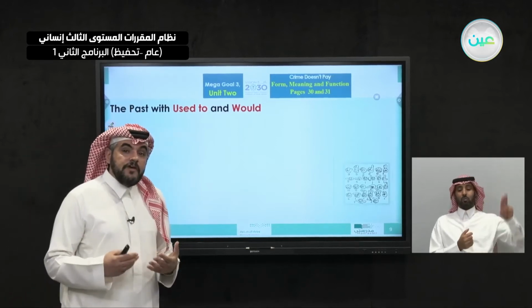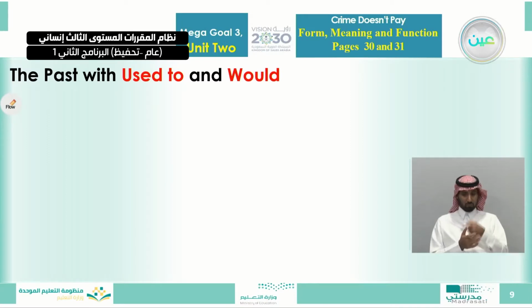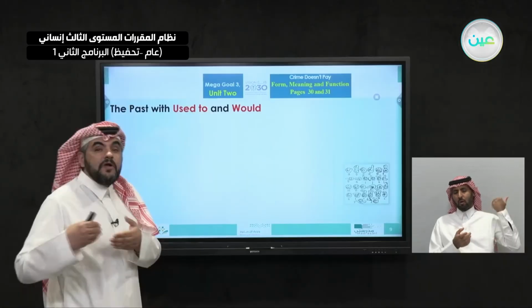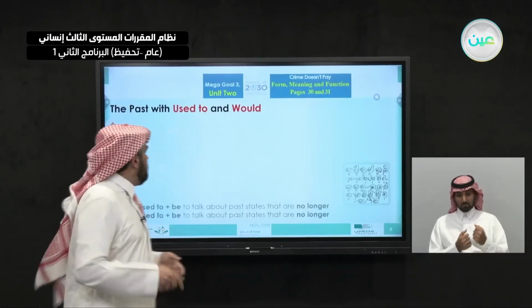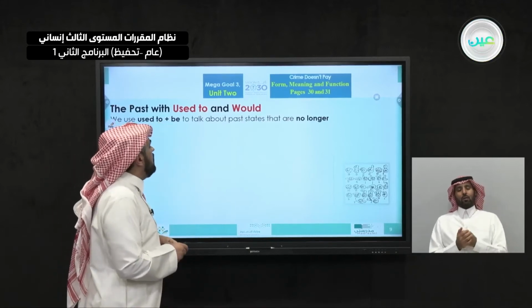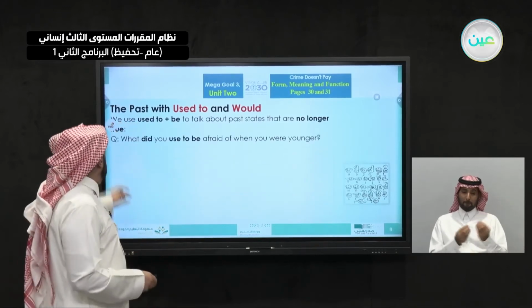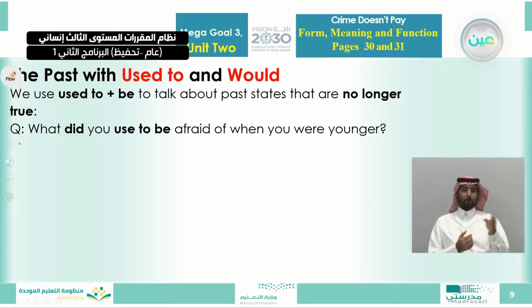Everybody knows that the verb "use" means يستخدم. But does it mean يستخدم here? No. When we use it in this form, "used to," that means it is in the past. That was a habit before, but now no more. Look at the examples here. We use "used to" plus "be" to talk about past states that are no longer true.